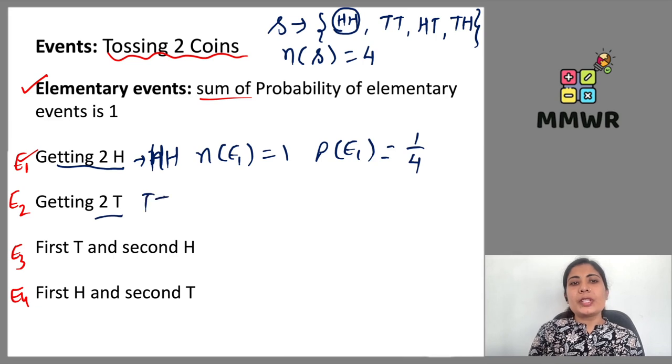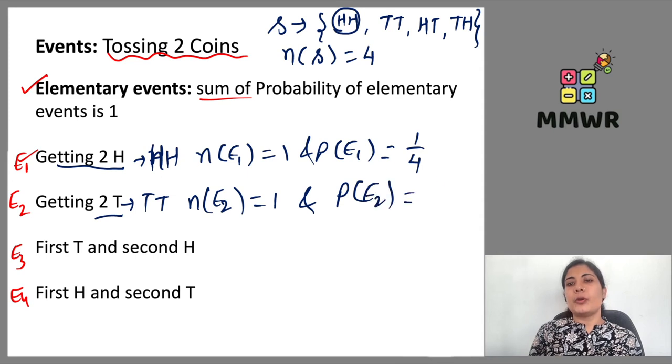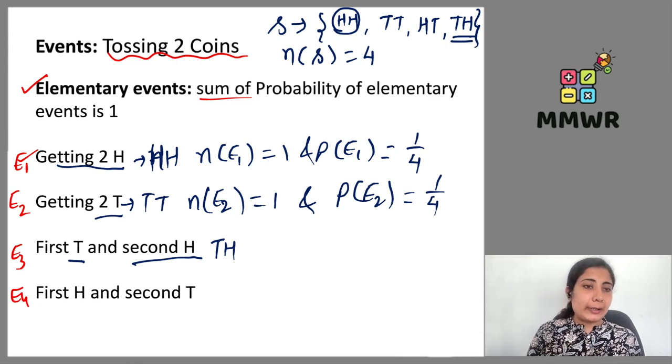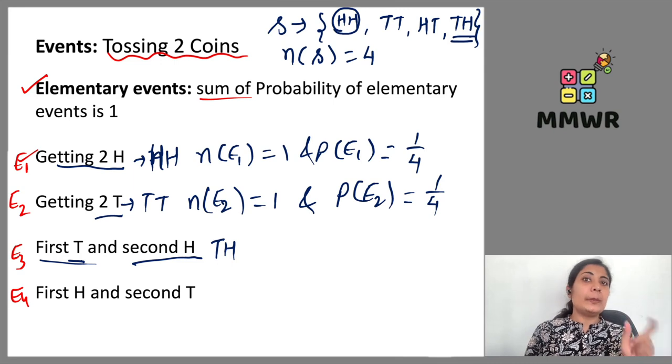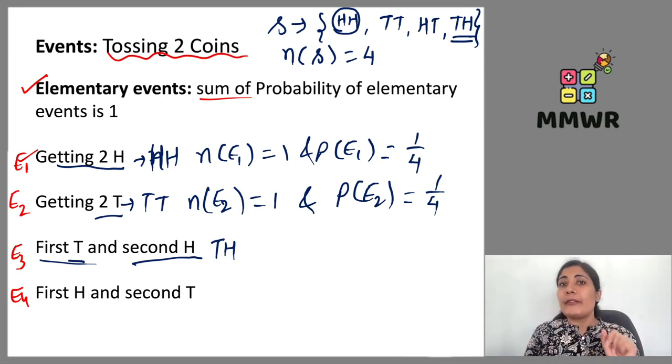Getting two tails, we will be getting exactly again the same case. Number of favorable outcomes for the event 2 is 1 again, and the probability of event 2 is going to be 1/4. Right? Next is first coin should give us the tail and the second coin should give us the head. So tail head combination, tail head, not head tail. It is clearly mentioned कि first वाले coin पर tail होना चाहिए, on the second coin we should have head.